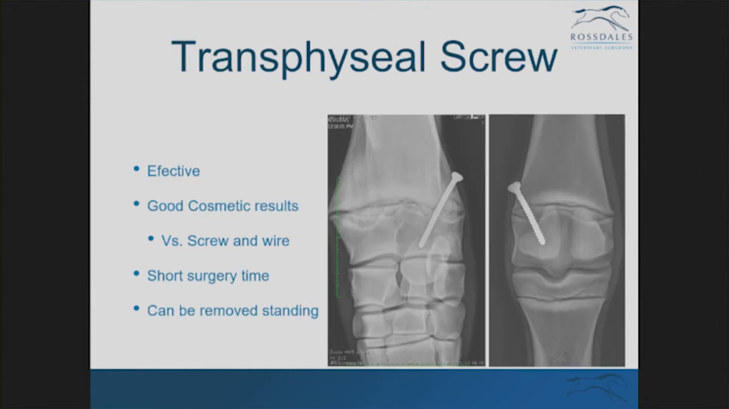So the transphyseal screw, as we said, has become probably the method of choice. And why is that? It is a very effective technique. It's a very quick surgery, and it has very decent cosmetic results when compared to screw and wires, especially. And the advantage of just a single implant is that it can be removed standing, so that the horse or the yearling or foal doesn't need to go through multiple anesthetic episodes to have this procedure performed.